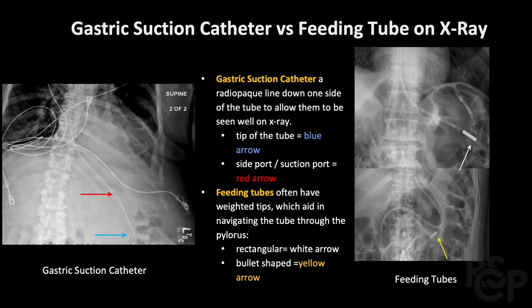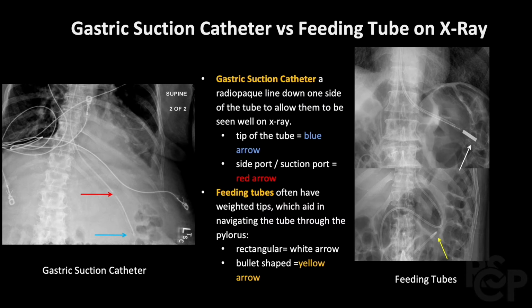On this slide, we'll talk about the difference between a gastric suction catheter and a feeding tube on x-rays. On the left, we have an x-ray of a gastric suction catheter. These tubes are produced with a radiopaque line down one side of it so that you're able to see them better on x-ray. The blue arrow in the image is pointing to the tip of the tube, and the red arrow is pointing to one of the side ports on the tube. You can tell that this is a port on imaging because there is a gap in that radiopaque line, and that's how you know where the suction port is. Ideally, both the tip of the catheter and the suction port should be located in the stomach.